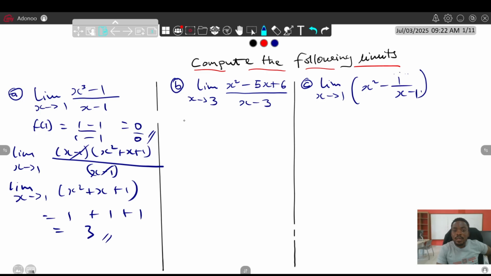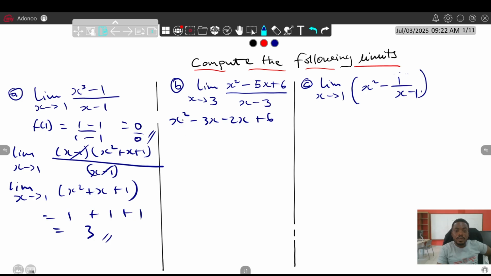Now, let's look at this one which has a quadratic as the numerator. So we need to factorize the quadratic. So to factorize the quadratic, we can choose two numbers, that is -2, -3, such that these two numbers can multiply and give us +6, but add to give us -5. So we have x squared minus 3x minus 2x plus 6.